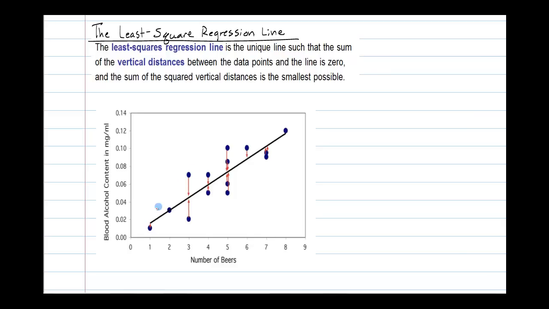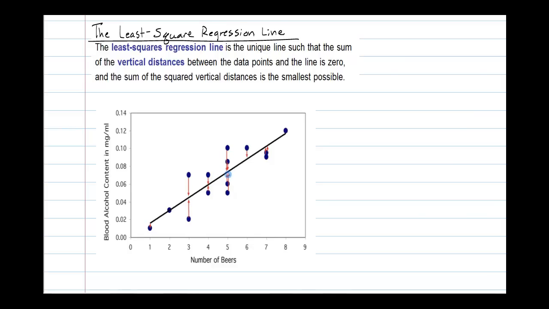If we look at the picture down here, first of all we have a scatter plot that's familiar to us that we've looked at before. On the horizontal axis we have the number of beers. On the vertical axis we have blood alcohol content. Remember, when we're talking about vertical distances, we're talking about the up and down direction. So the least squares regression line is about taking all these distances from a data point to the line of best fit and making sure that they are the smallest possible distances.